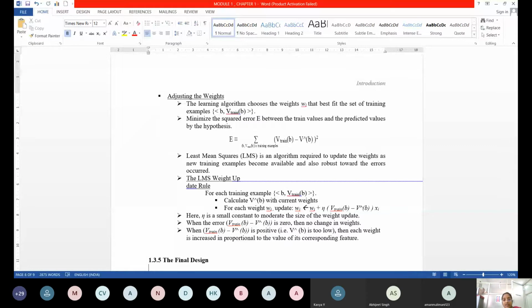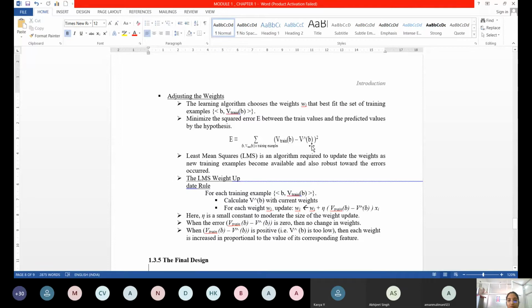Yes, the next one is I have a representation here: minimize the squared error between the trained values and the predicted values. See, not only worrying about the accuracy of the system, what is the error rate? 1 minus accuracy percentage, right? So I should worry about how I can minimize the error which is occurring, not only by updating the weights, but also by minimizing your error, right?